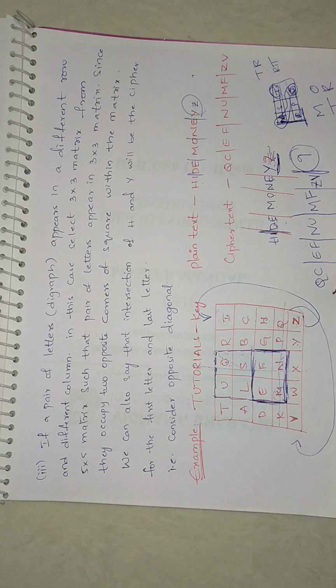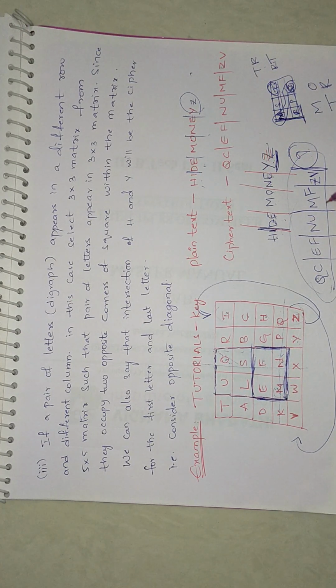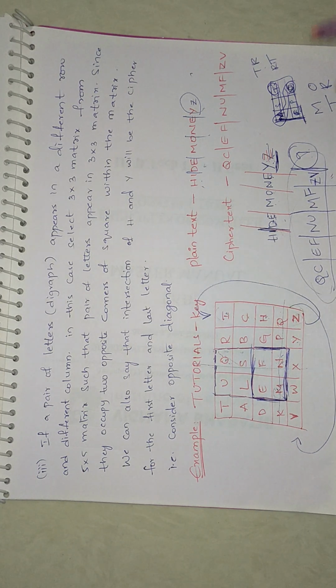Okay, this is the cipher text of the plain text HIDE MONEY: Q C E F N U M F Z B. This is how you have to make it.